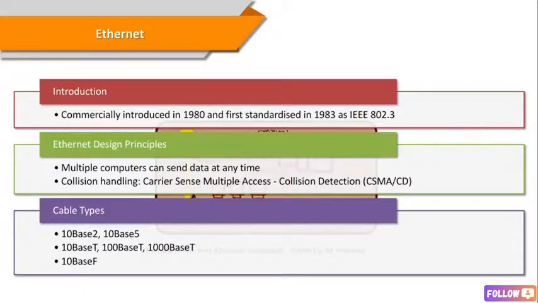10 base F cables are the same as 10 base T, but they are fiber cables, and they'll transmit light pulses instead of electrical signals over copper.